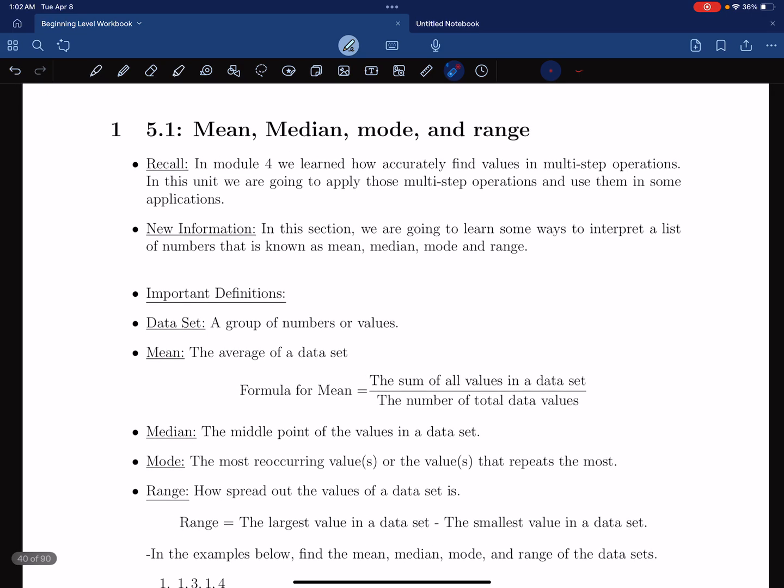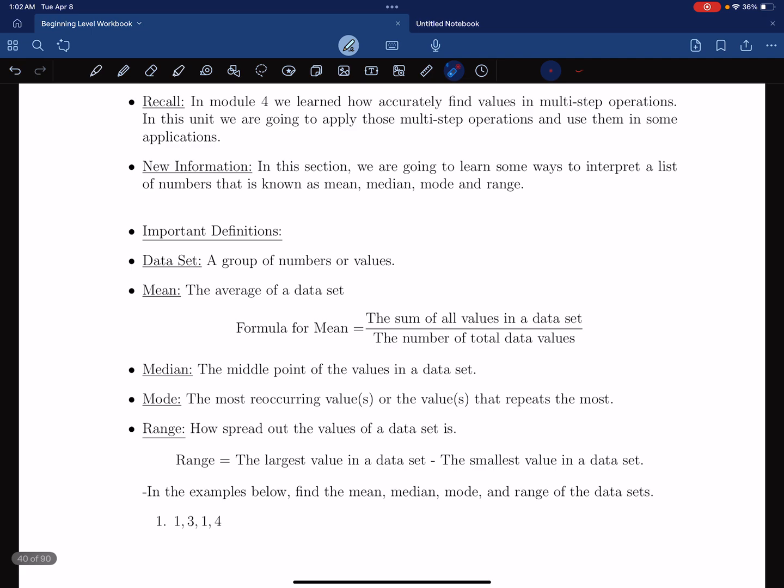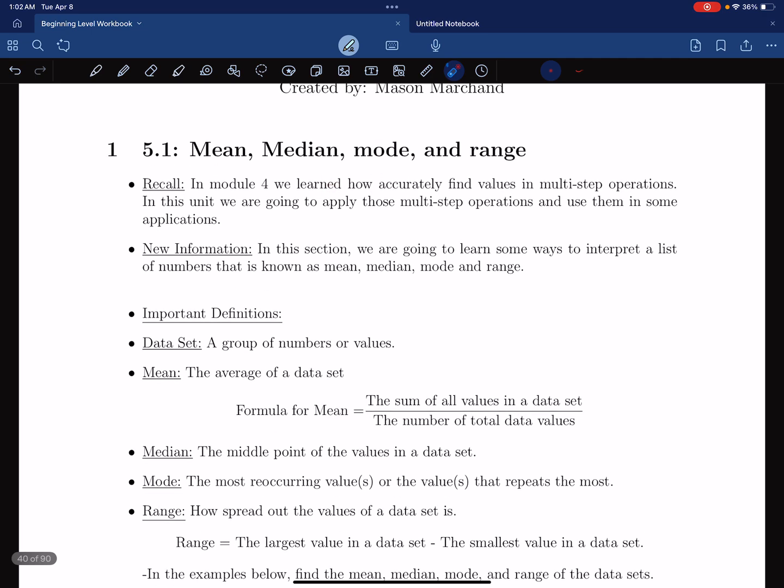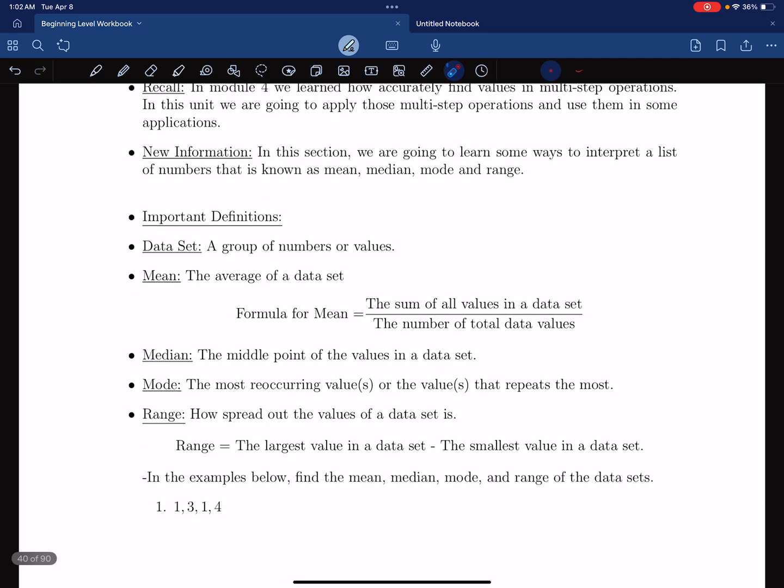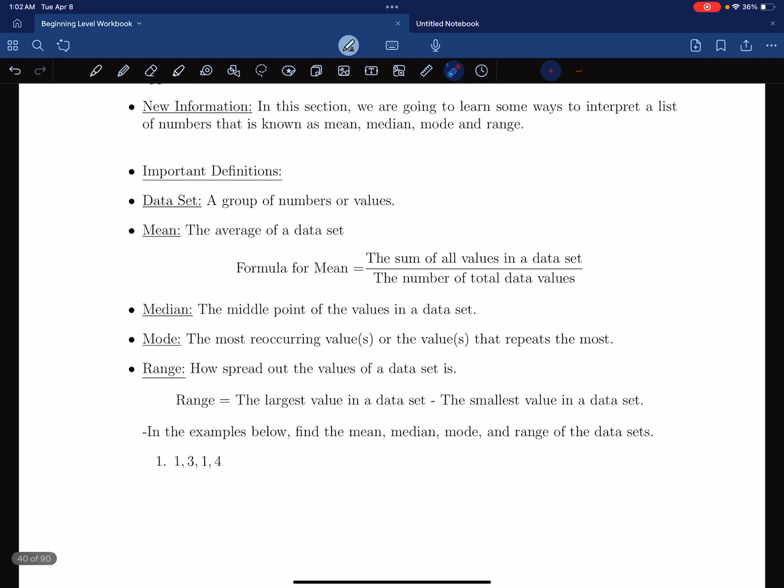So before we interpret or find a mean, median, mode, and range, let's go over the definitions first before we work through some problems. So first things first, a data set is a group of numbers or values. For example, in example 1 down here, we have 4 values, and these 4 values make up a data set. And then we have the mean, and a mean is the average of the data set.